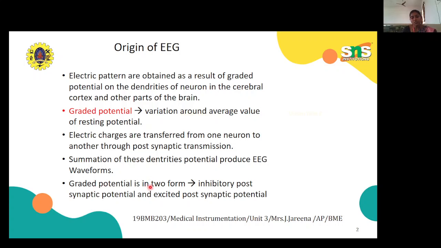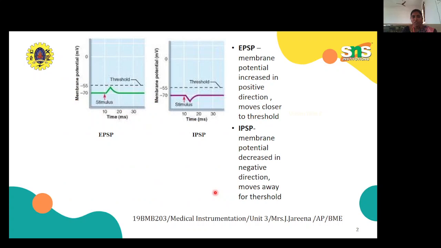These graded potentials are usually found in two forms: one is the inhibitory post-synaptic potential, another is the excitatory post-synaptic potential. We know the output of the EEG is a waveform, and any waveform has both positive and negative directions. Based on the direction in which the waveform moves relative to the threshold, there are two types: EPSP and IPSP. EPSP is the excitatory post-synaptic potential, and IPSP is the inhibitory post-synaptic potential.